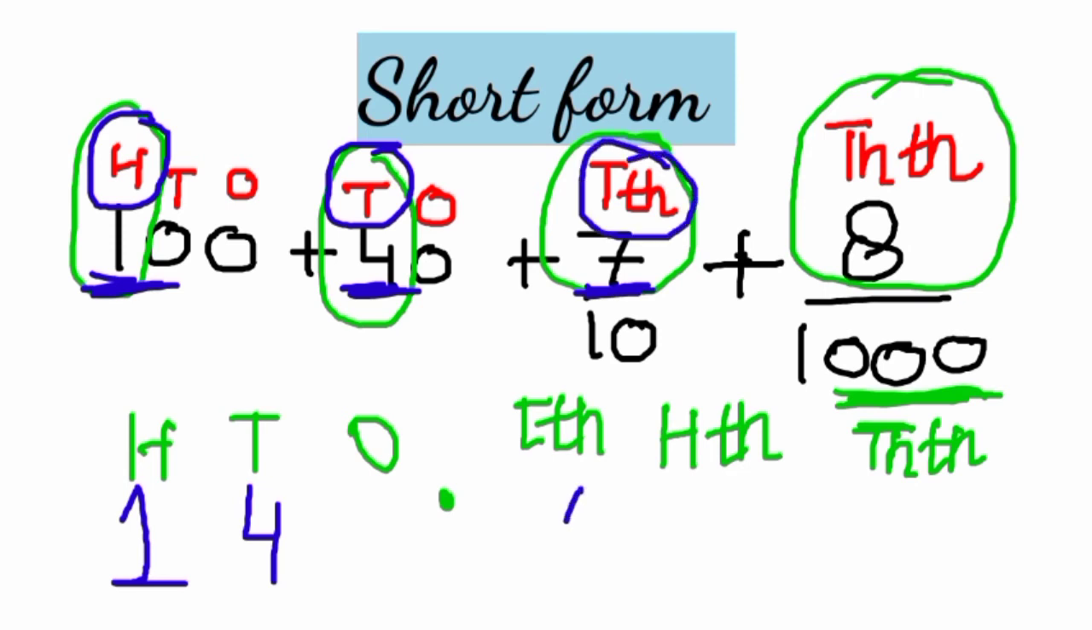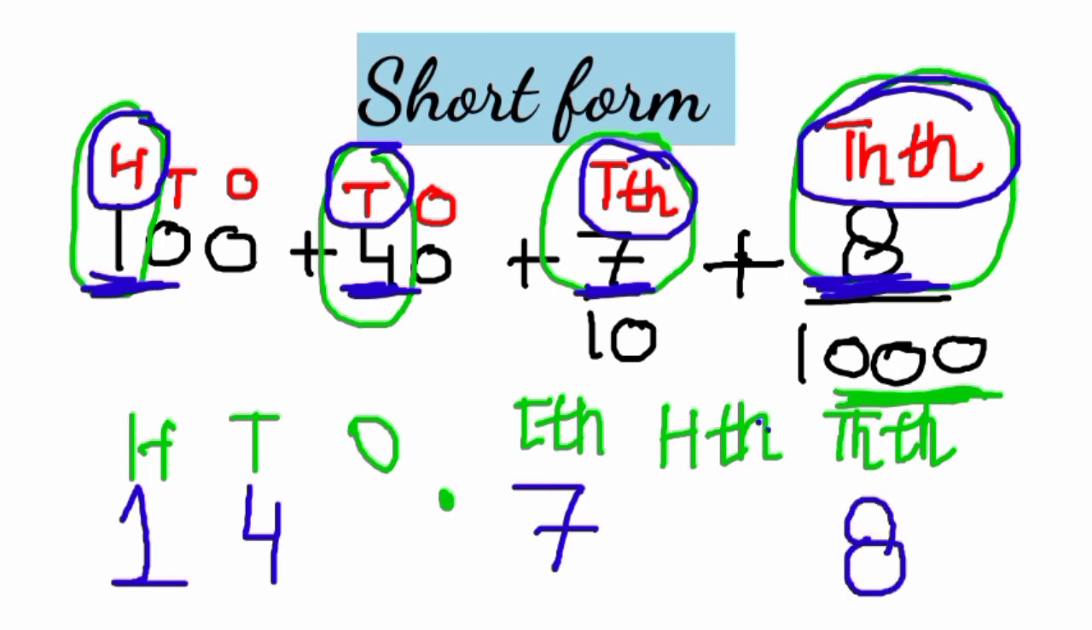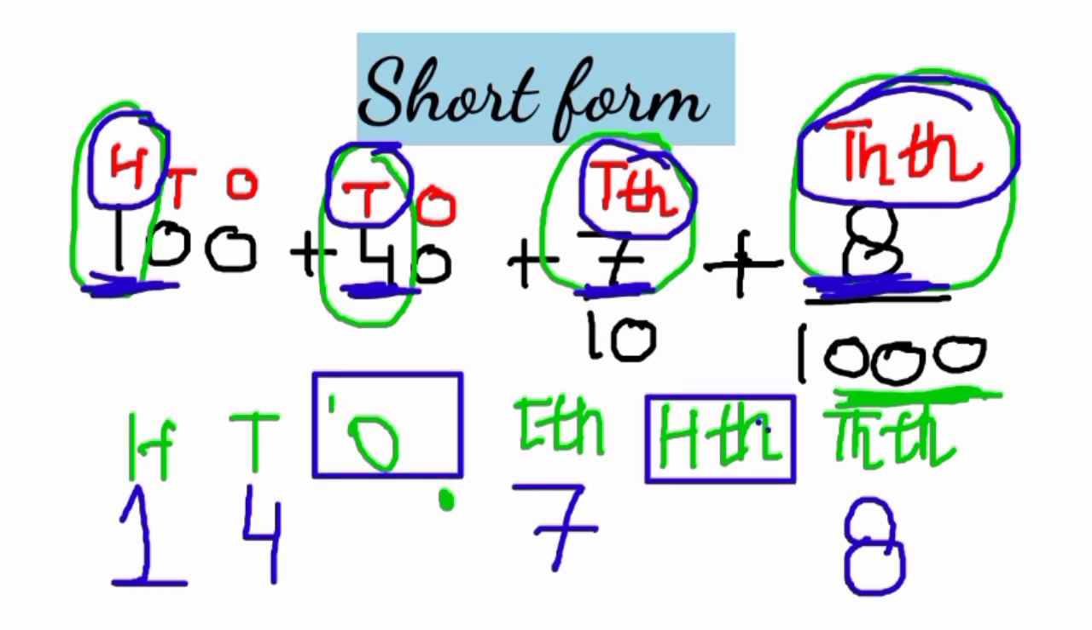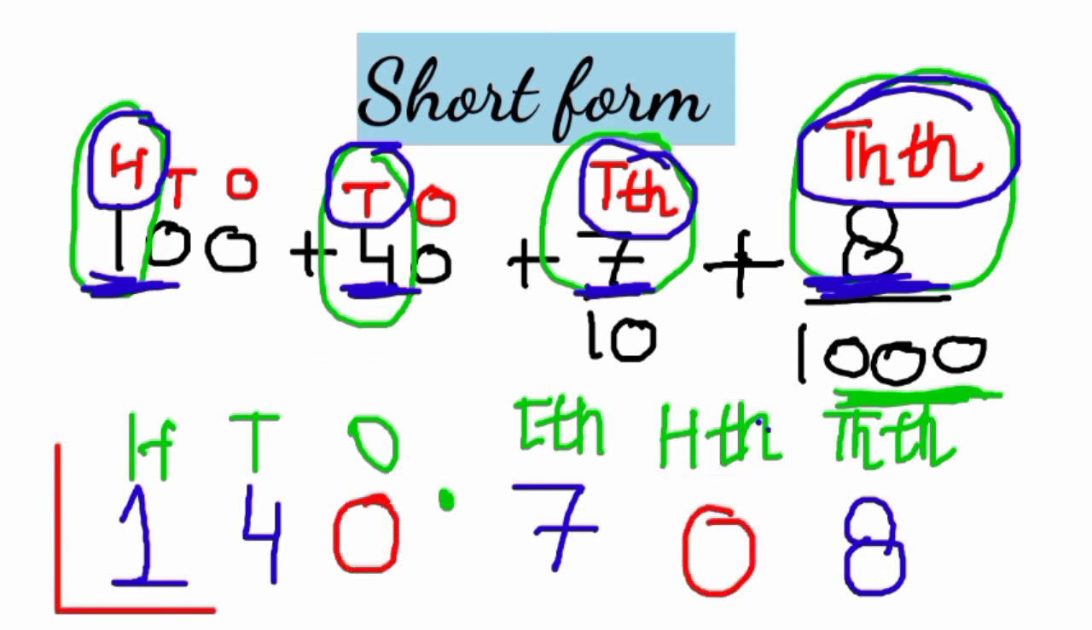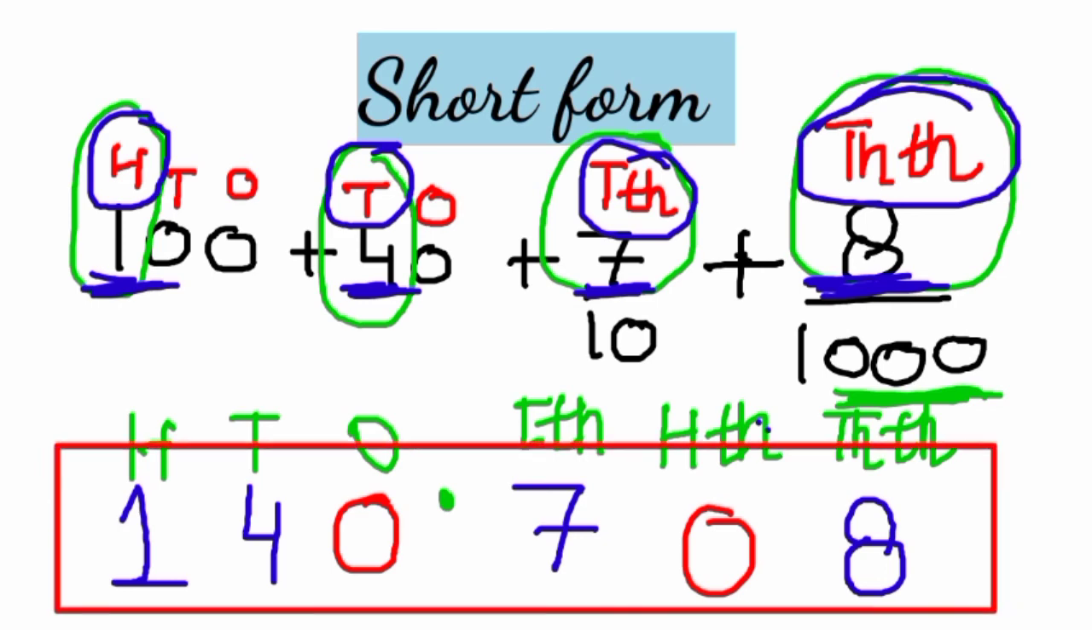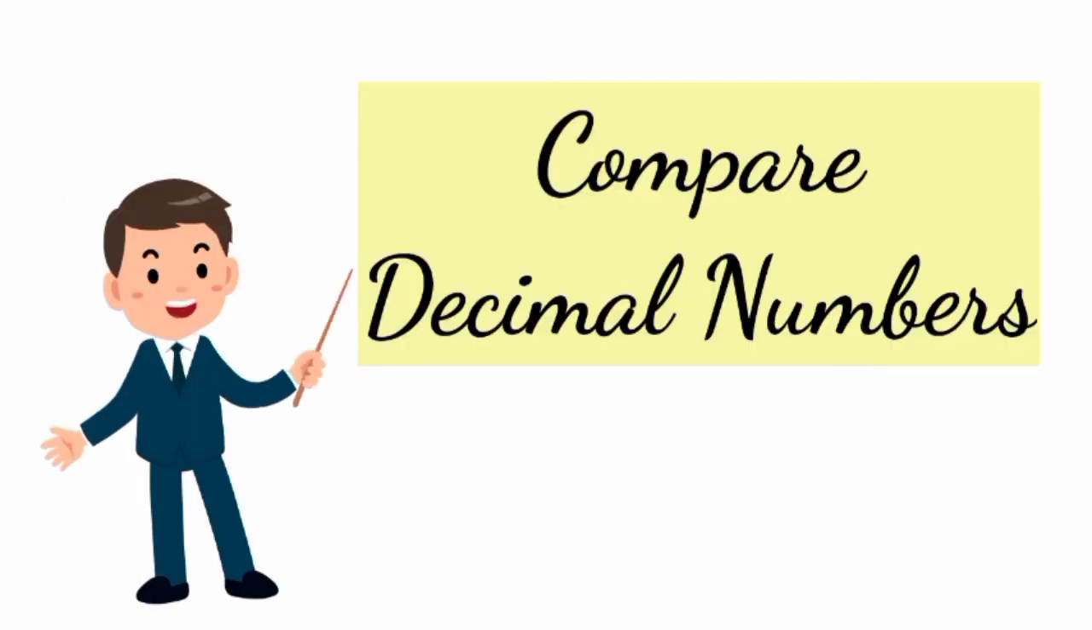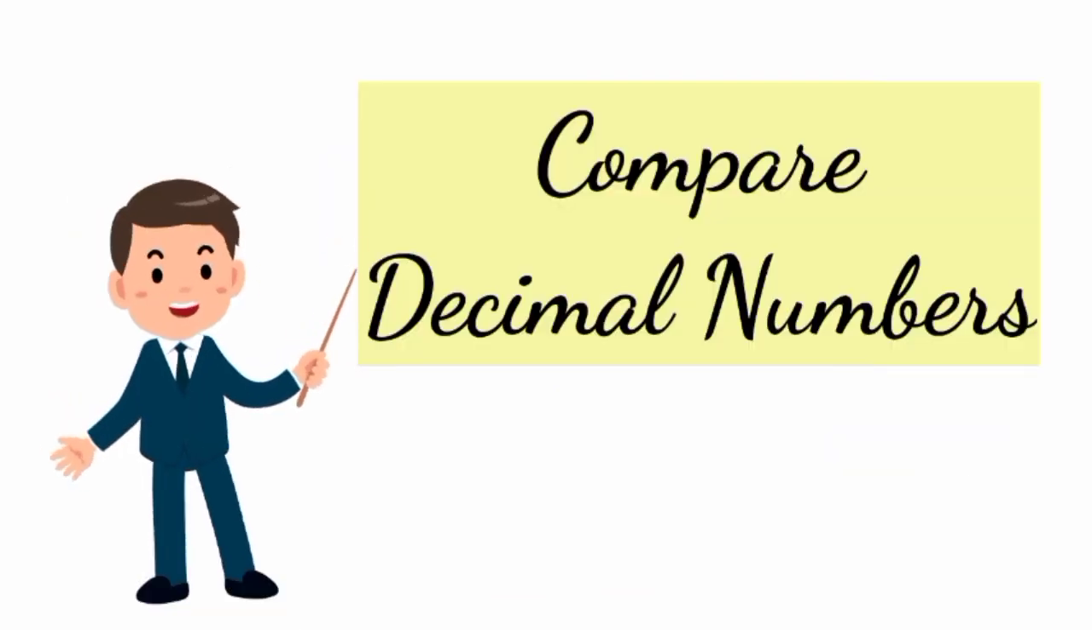That means this will be after decimal. So write 7 at the 10th place after decimal. 8 is at the 1000th place, so put 8 at the 1000th place after decimal. Clear? Now the 1's place and the 100th place after decimal are not given, so put 0 in those places. So what is your answer now? Your answer is 140.708. Clear? Now next we understand how we can compare decimal numbers.